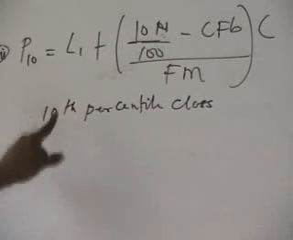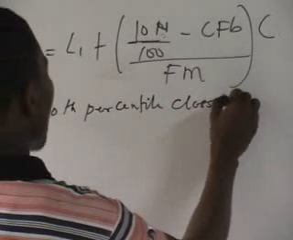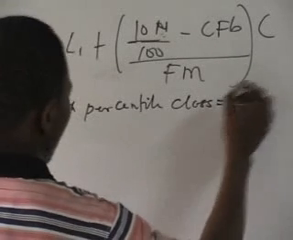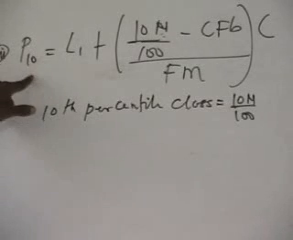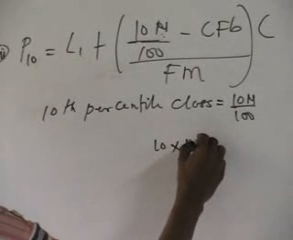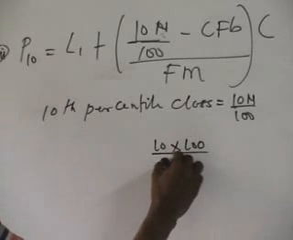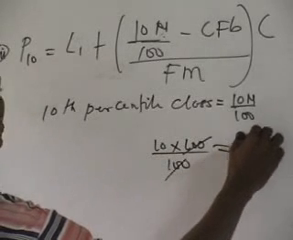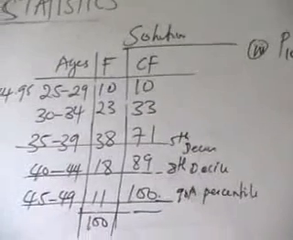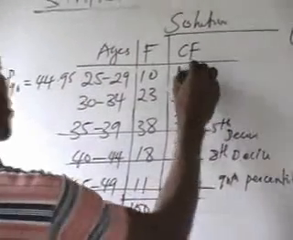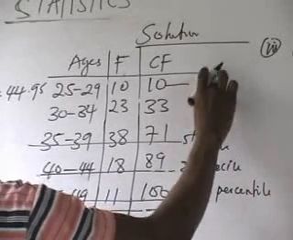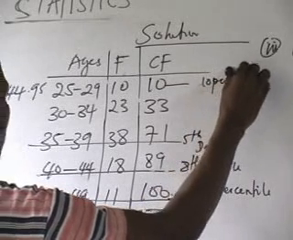The 10th percentile class will be equal to 10n over 100. So what do we have now? 10 times our n, which is 100, all over 100. So 100 cancels 100, we have the 10th position. Where does it fall? Let's come to our cumulative frequency. We have 10, and this is exactly 10. So this is where the 10th percentile falls.